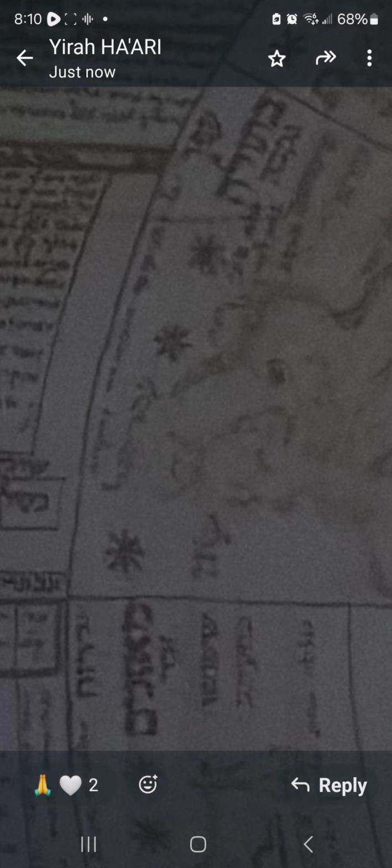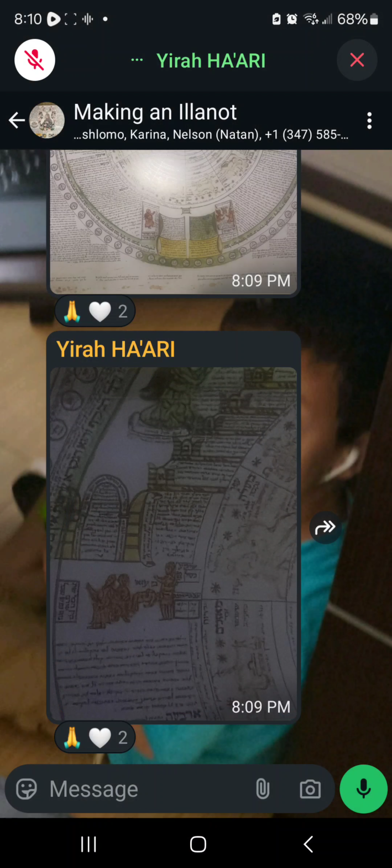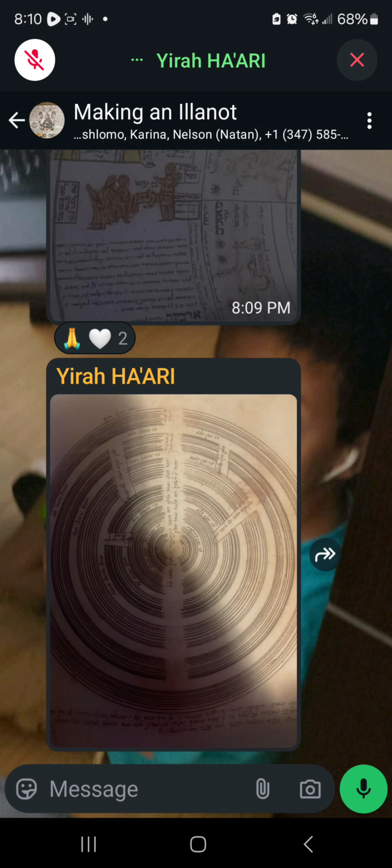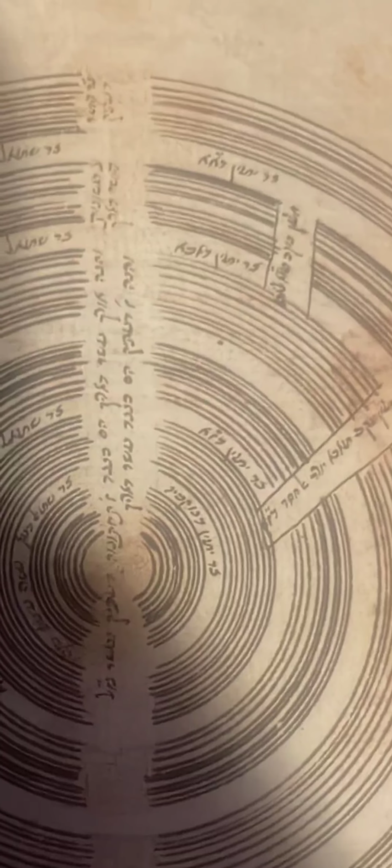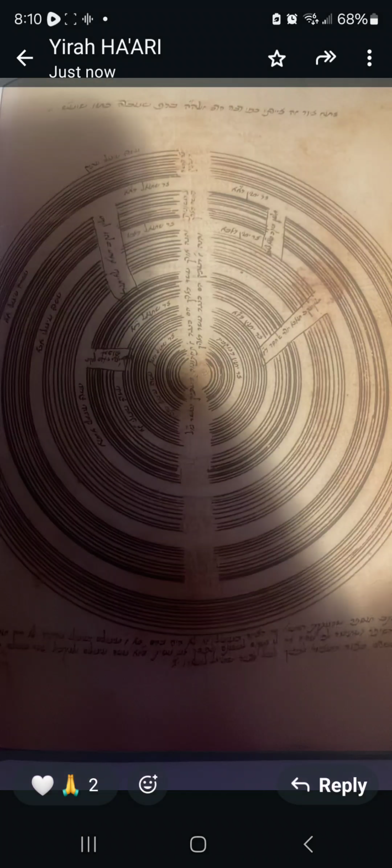So I'll go on to a couple of others and give you guys some brief examples of what they look like, so on and so forth. Here's a depiction of the Tzimtzum. Many of you guys have probably been familiar with this. Now, in my videos, many of you will have seen Ilanot and the scrolls.